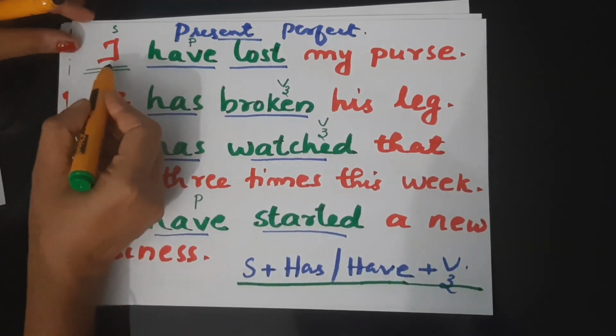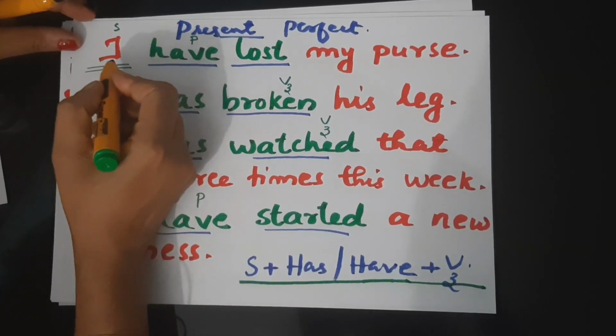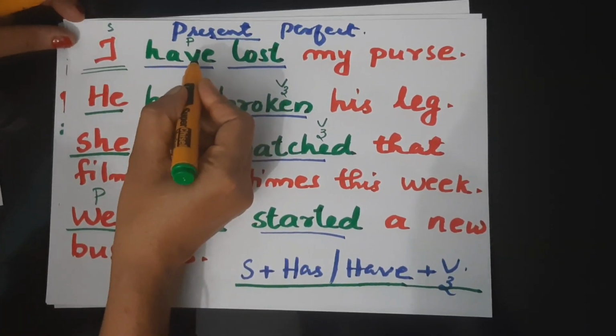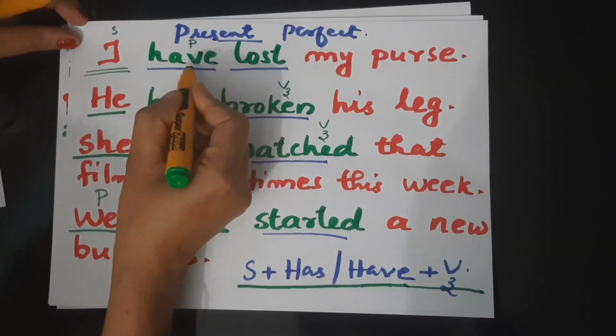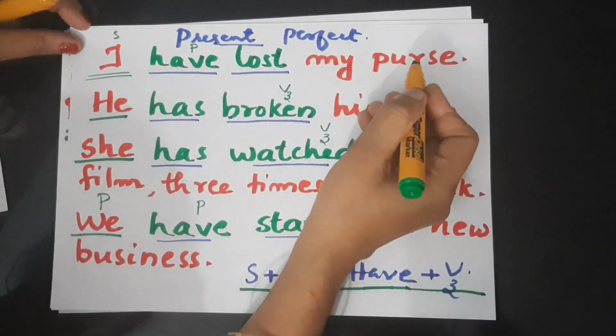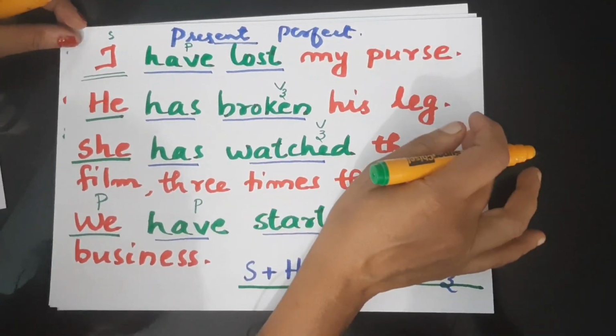Okay, so I is singular, but I is an exceptional case. I, even if it is singular, will always take a plural verb. That's why along with I, we used have here. Okay, that is it. I have lost my purse. Okay, means I have lost my purse recently. Okay, got it?